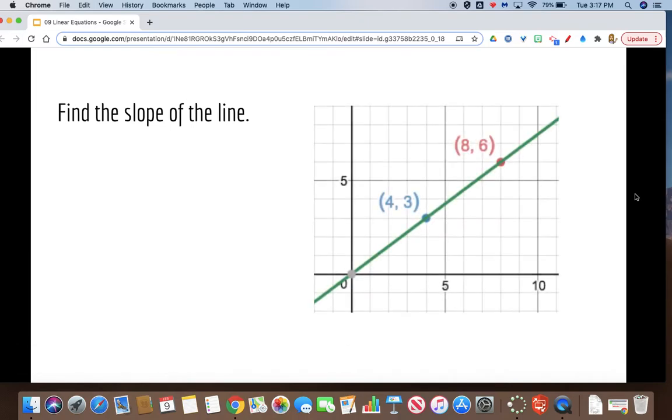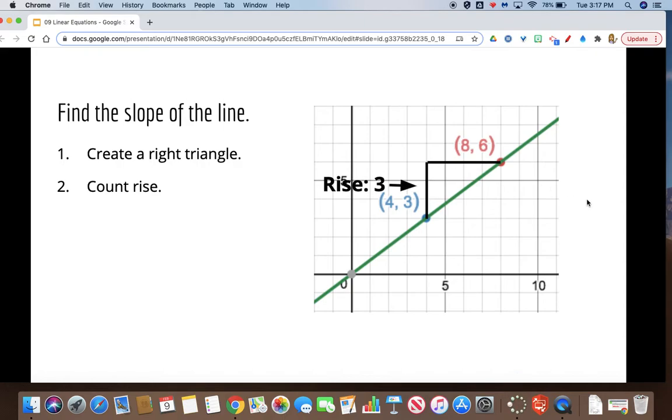Let's practice finding slope of a line. First thing you want to do is create a right triangle. It doesn't matter which direction you make the right triangle in. This one we went up and then over. We then want to count the rise. So what did we move vertically? 1, 2, 3 boxes. Then we count the run, the horizontal change. We moved 1, 2, 3, 4 boxes.